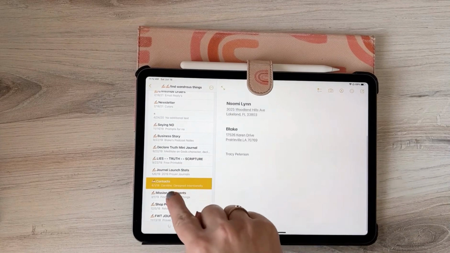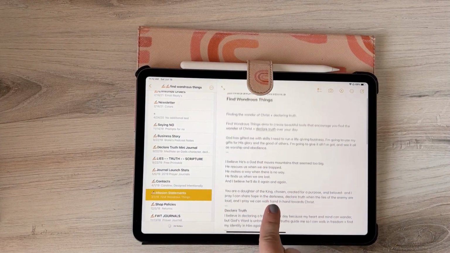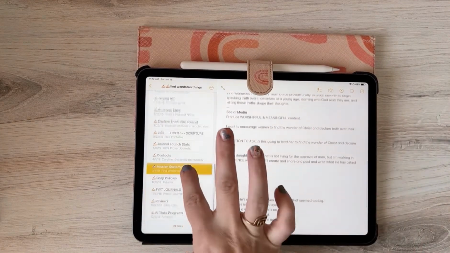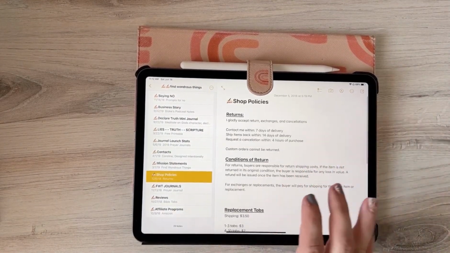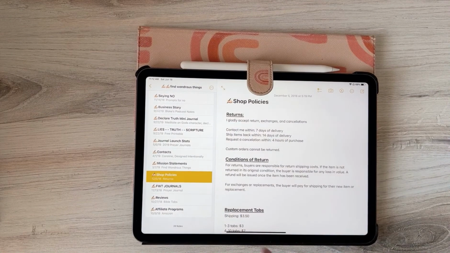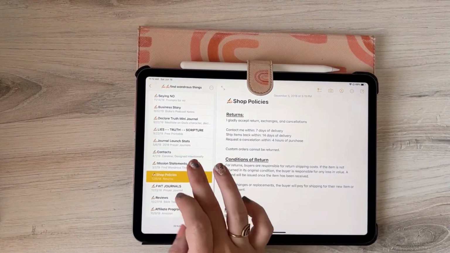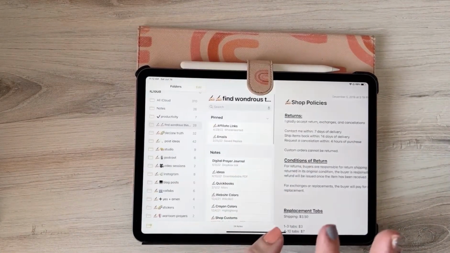So anyways, just mission statements, my policy. Sometimes I forget my own policy. So if someone asks me, I can just go right here rather than having to go to my website. So that is what that one is.